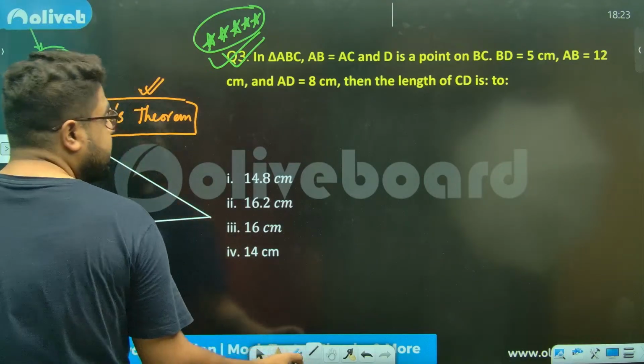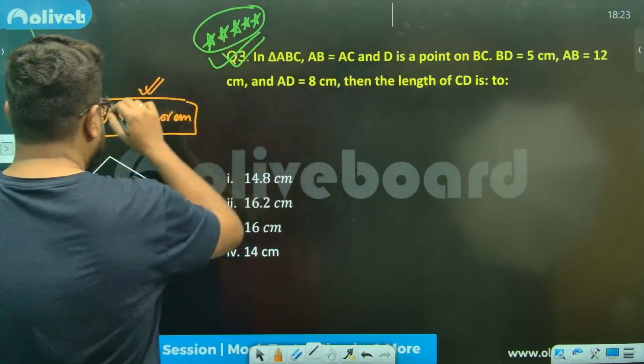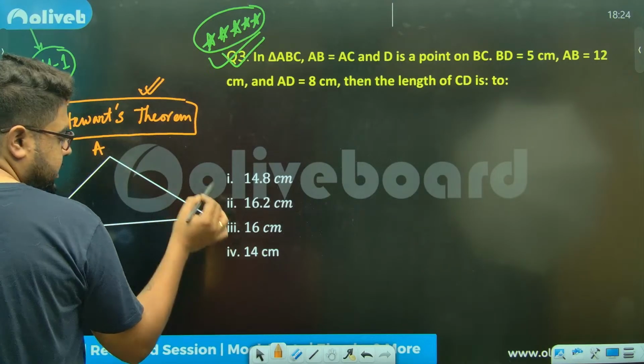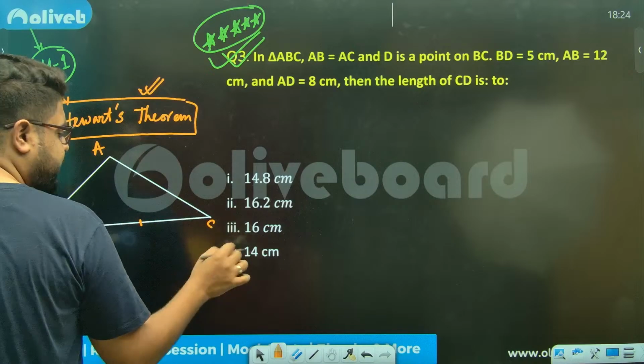Let's say there is another point D. I'm just taking this example: A, B, and C. And there is another point D somewhere, anywhere. This is D.